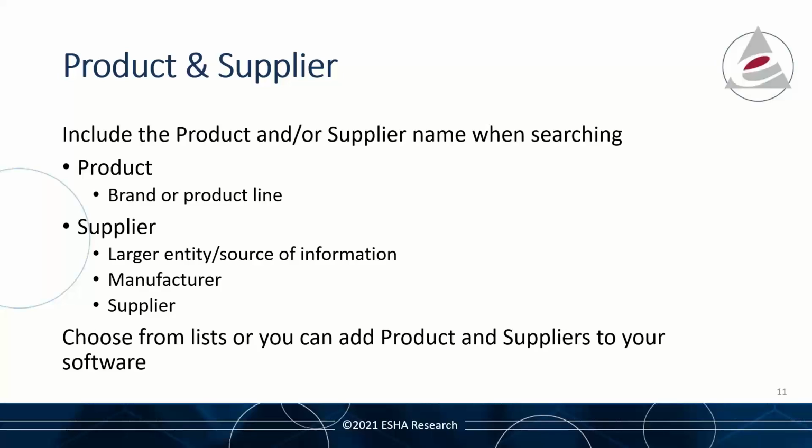And in the ASHA database, we refer to the product field as the brand or the product line for that item. The supplier we refer to as the larger entities. That could be the manufacturer or the supplier or the source of the information, like we see with the government databases like USDA or Health Canada. And in Genesis, you'll see lists of products and suppliers from which to select if that's appropriate, but you can also add new product and supplier names to your software.